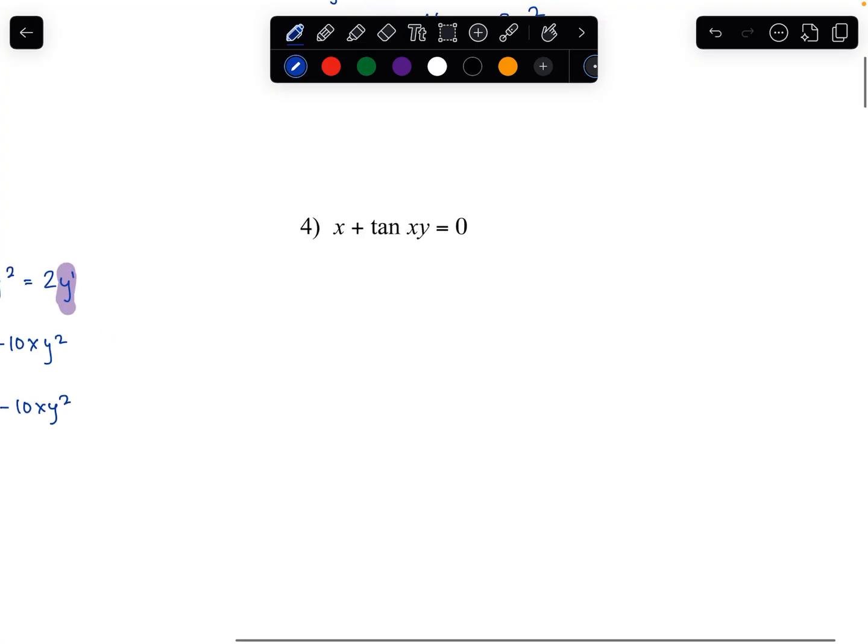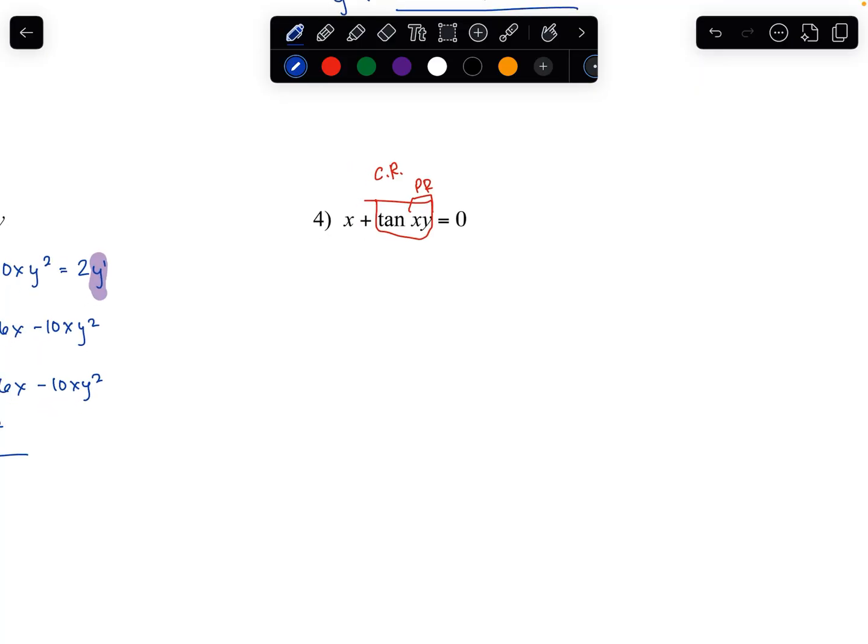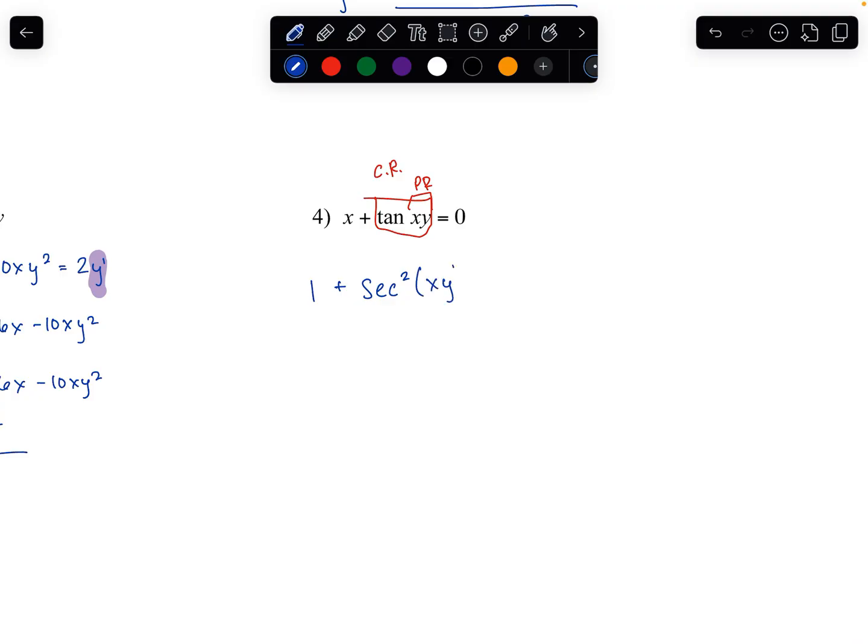For 4, we have a tangent in here. Now, notice that we'll have to use the chain rule. And inside the chain rule, we'll need the product rule. Okay, keep that in mind. So we'll have the derivative of x, which would be 1, plus the derivative of tangent, which would be secant squared of xy. Now this is where the chain rule is going to happen. We have to take the derivative of the inside. So we'll have to multiply by the first times by y prime plus 1 times by y equal to 0.